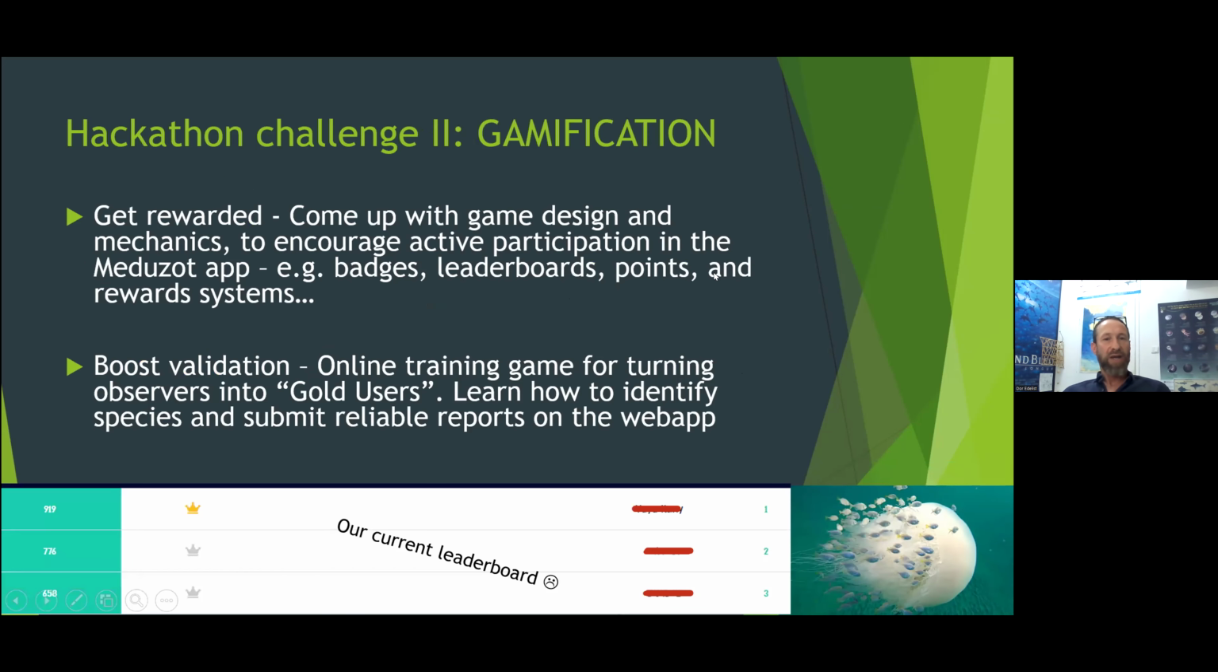And as for the second hackathon challenge, before I leave you, I'm just going to say that we want to boost the number of gold users that we have to increase the quality. We want to have quality users in the website. So we want to create something that makes it more fun and enjoyable for them than the measly little leaderboard that you see down there that we have right now.